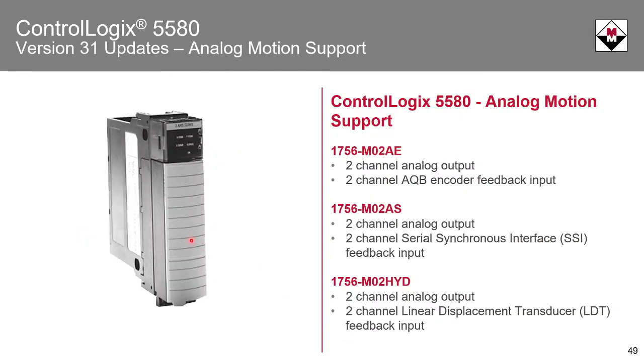With the ControlLogix 5580, in version 31, they added analog motion support. So this is great if you have an older ControlLogix system, like with an L6 processor controlling it, and you wanted to upgrade to the 5580 or L8 controller, but you had analog motion modules in your rack. Now you can move to that 5580 processor as long as you update to the latest firmware available for these analog motion modules, the MO2AE, the MO2AS, and the MO2HYD.